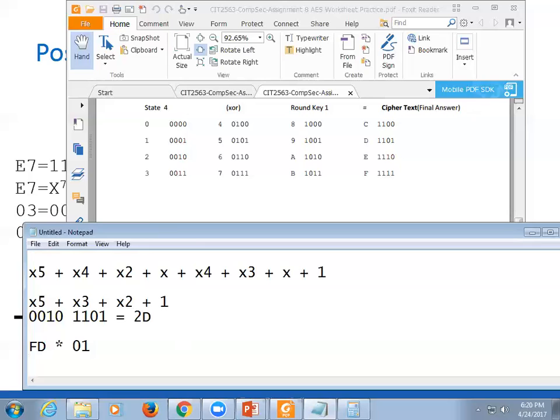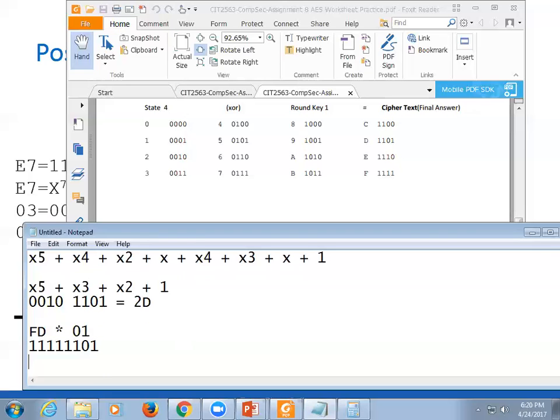Gotta do this quickly. F is 1, 1, 1, 1. D is 1, 1, 0, 1. Which gives us x to the 7th plus x to the 6th plus x to the 5th plus x to the 4th plus x to the 3rd plus x squared plus 1. Everybody see how I did that?